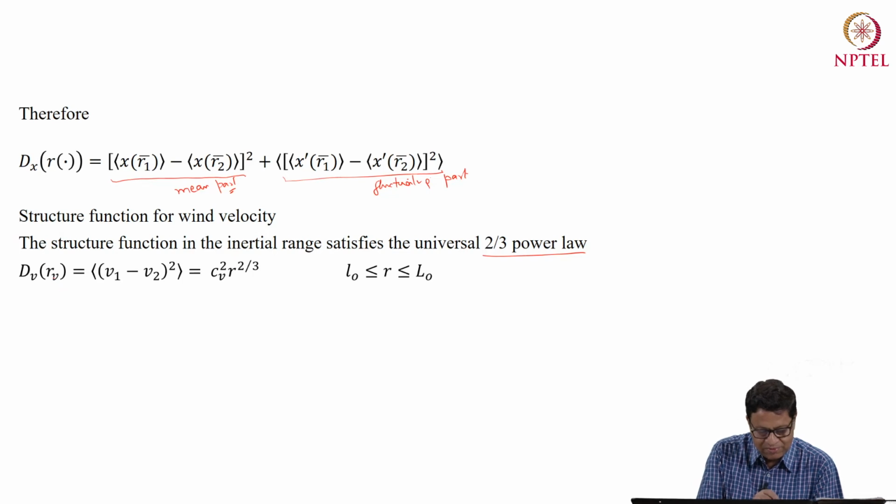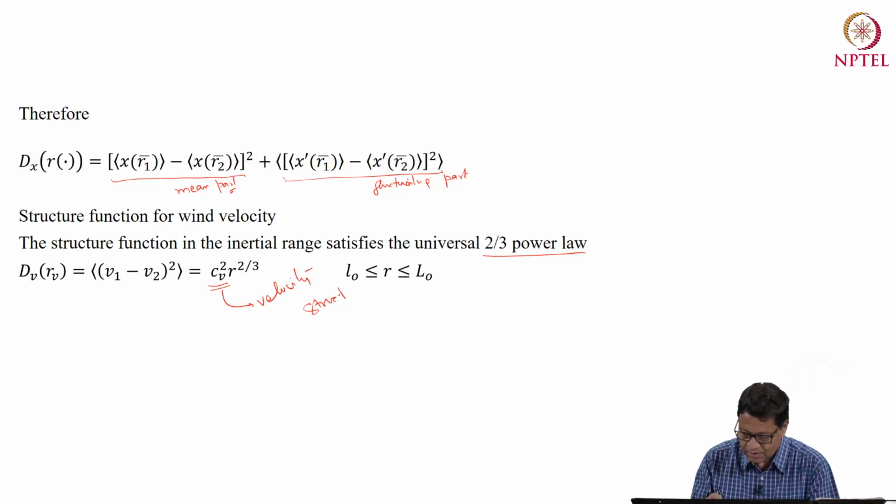So for the wind velocity, the structure function will be v1 minus v2, where v1 and v2 are the velocities at 2 points. In the earlier case, we had r1 and r2. So at those points separated by a distance r, it will be given by the structure constant Cv square, the velocity structure constant, into r raised to the power 2/3. This is that famous 2/3 power law under the inertial range.